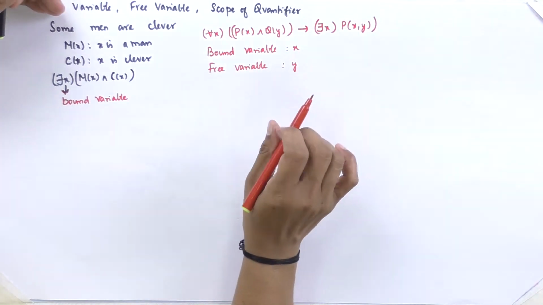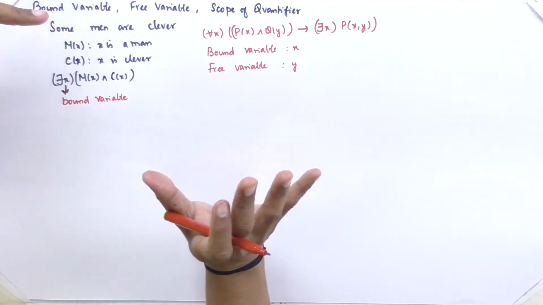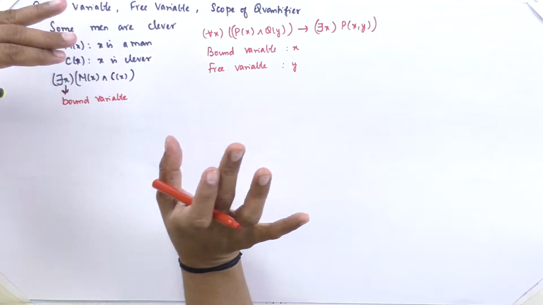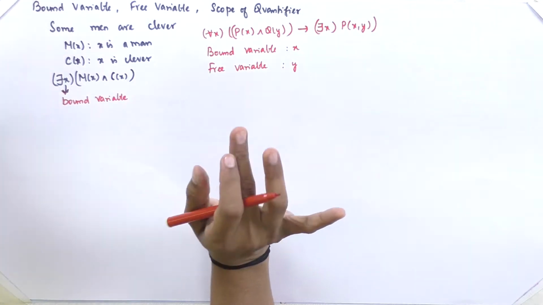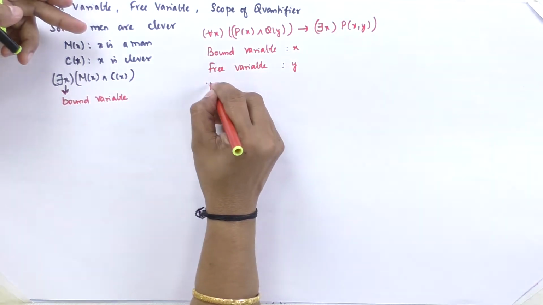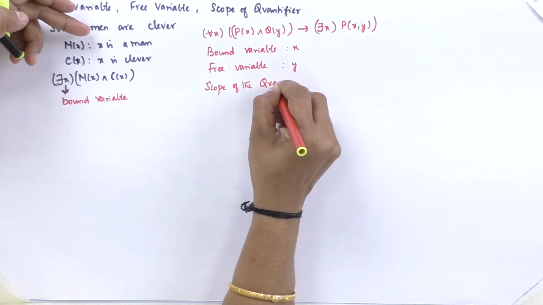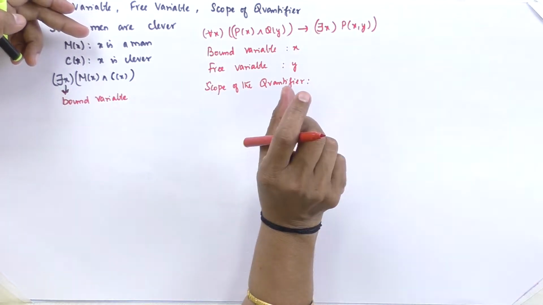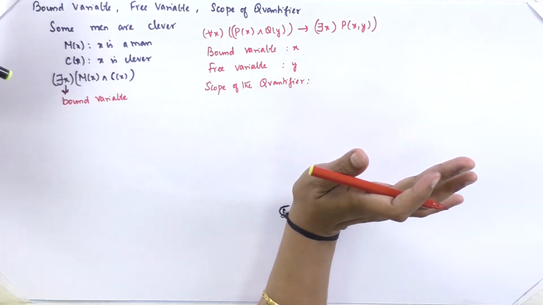And next is the scope of the quantifier. What do you mean by the scope of the quantifier? The scope of the quantifier is whenever we have a formula or any part of a formula which is followed by the quantification symbol. Now look at this, we have two parts here. What I have told you is that if any formula is followed by the quantification symbol, then that part alone is called the scope of the quantifier.